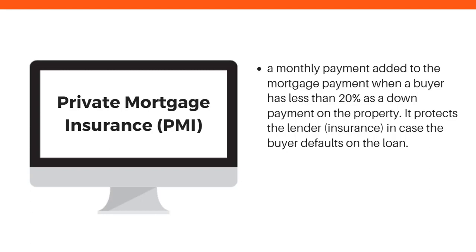Private mortgage insurance, known as PMI. This is a monthly payment that is added to the mortgage payment when a buyer has less than 20% as a down payment on the property. It protects the lender, that's why it's called insurance, in case the buyer defaults on the loan.